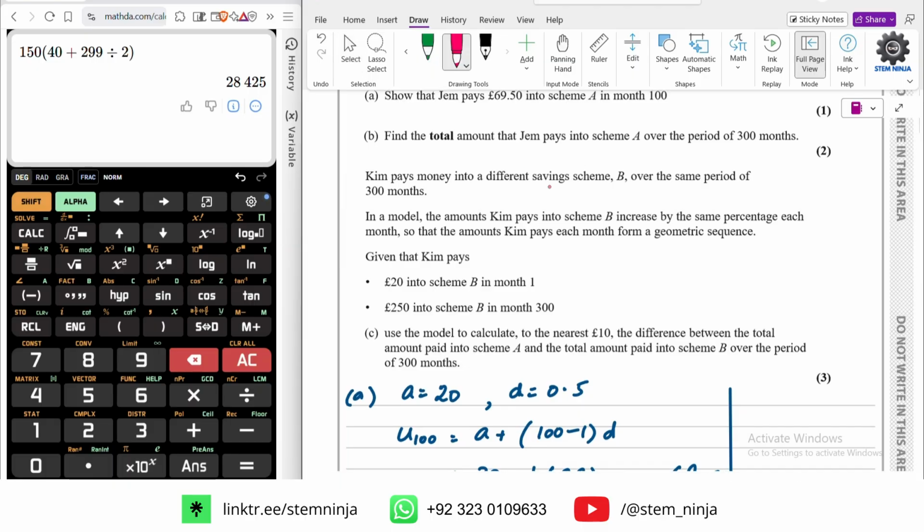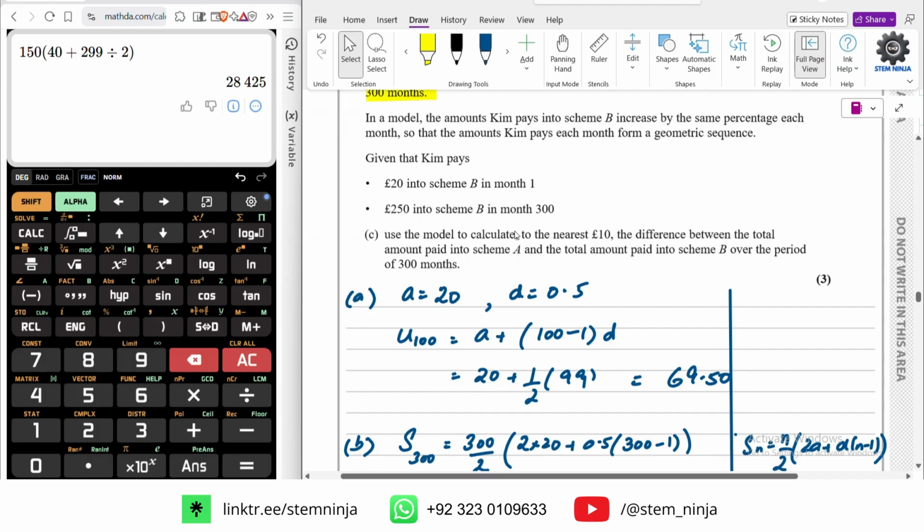Kim pays money into savings scheme B over the same period of 300 months. In a model, the amounts Kim pays into scheme B increase by the same percentage each month. So this is a geometric progression, so that the amounts Kim pays each month form a geometric sequence. Given that Kim pays 20 into scheme B in month 1, 250 into scheme B in month 300. Use the model to calculate to the nearest 10 the difference between the total amount paid into scheme A and the total amount paid into scheme B over the period of 300 months.